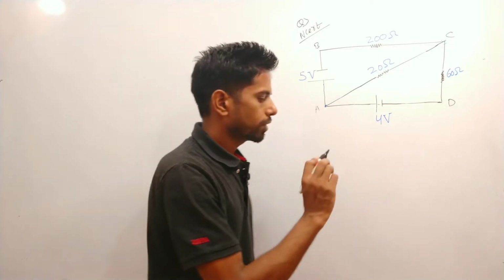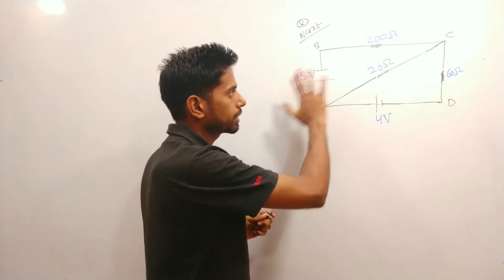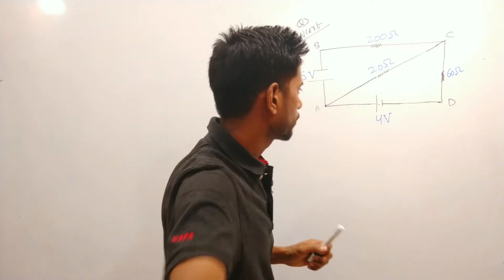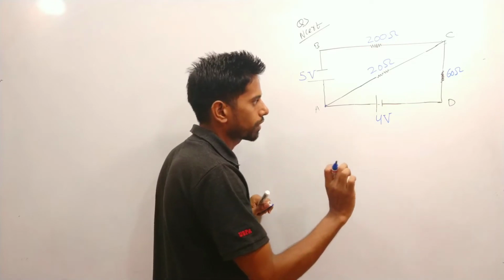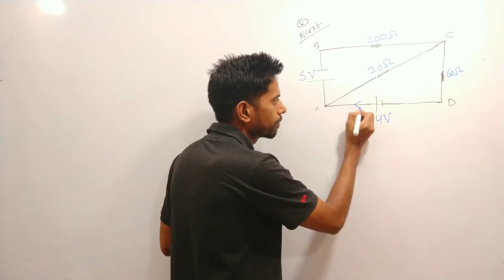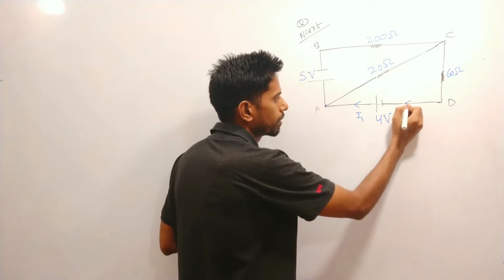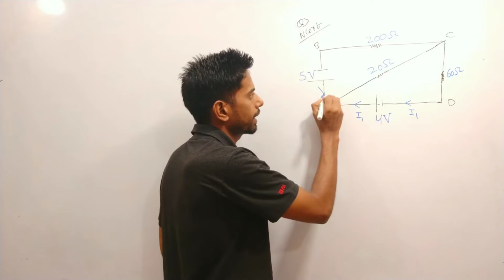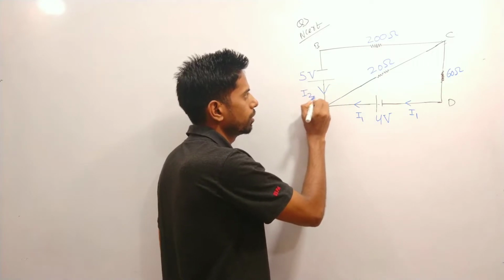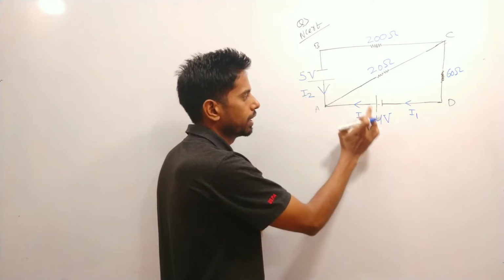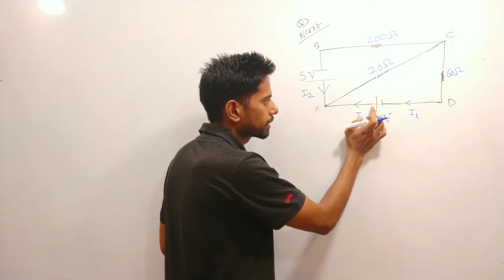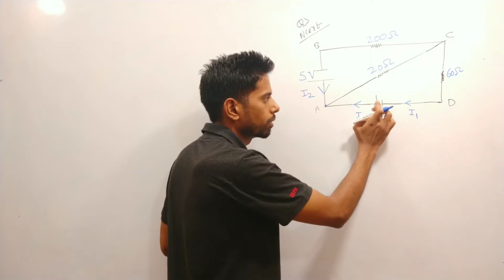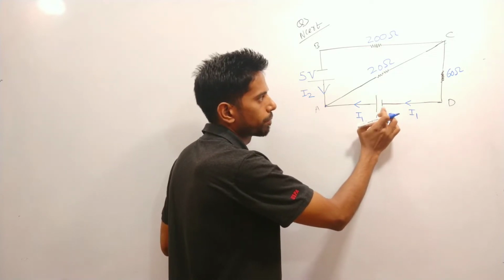Let's see. First of all, nothing is given about the direction of current, so we have to mark the direction of current. How to mark it? Let I1 current flow due to the 4 volt cell. Let I2 current flow due to the 5 volt cell. If I1 current comes out from the positive terminal, then the same I1 current will come to the negative terminal.